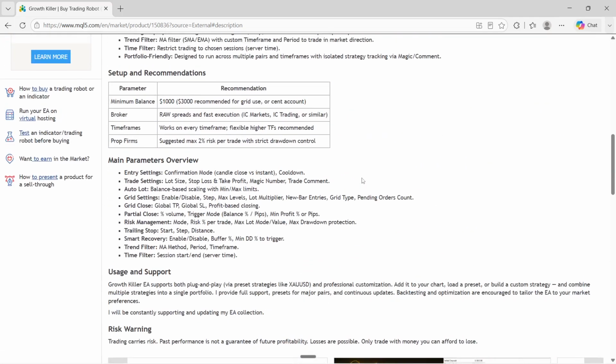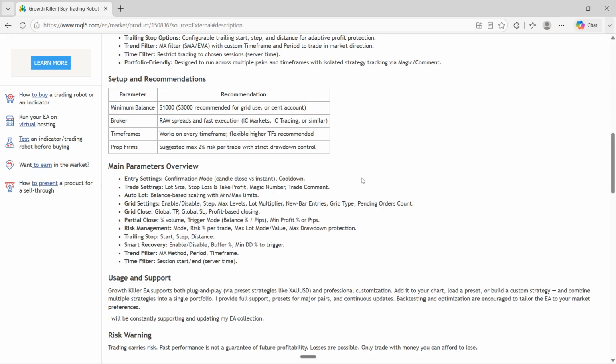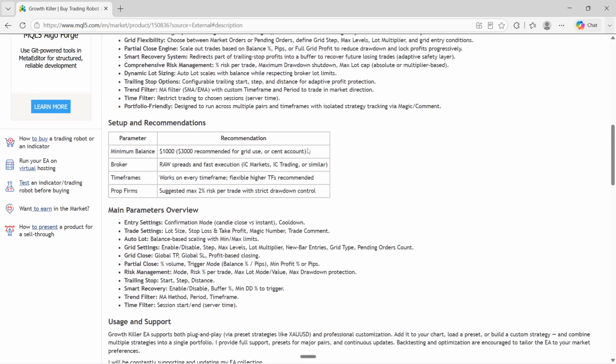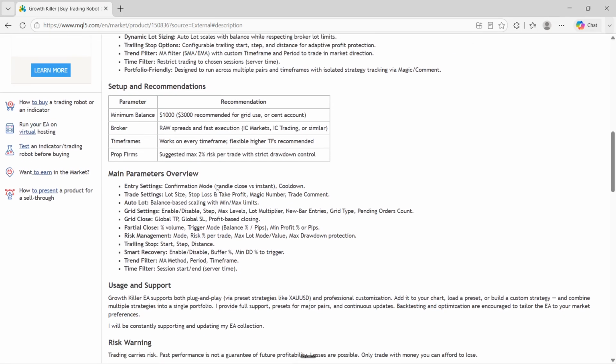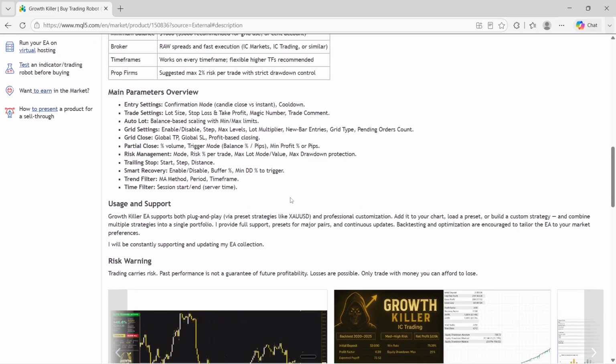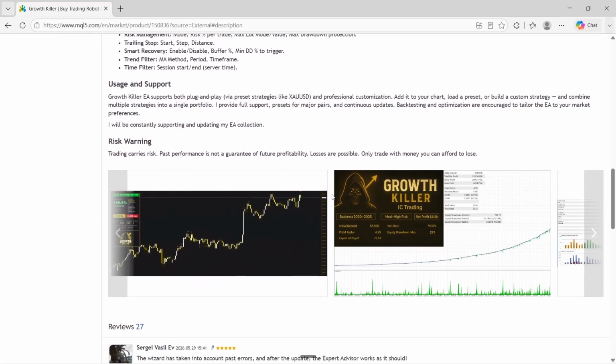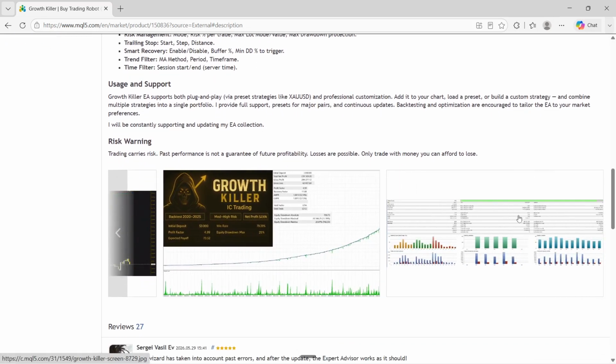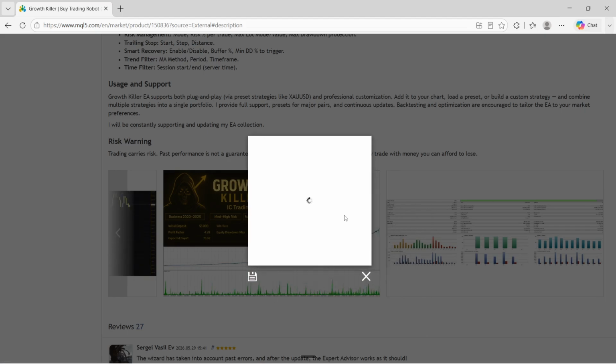The recommended parameters: we have the recommended minimum balance as $1,000, with $3,000 preferred for grid use, as you can see. Raw spread brokers and careful risk settings, especially for prop firms, are advised. It works on every time frame, and higher time frames are recommended. All right, so that's what we have. Let's take a look at some of the screenshots here on the website as well. Let's see what we have.